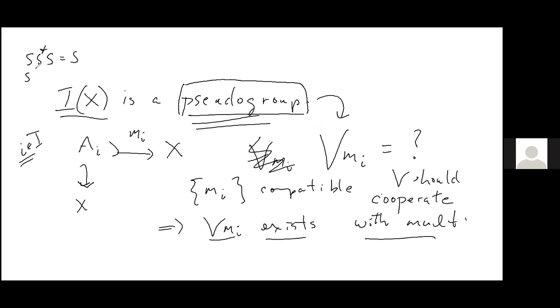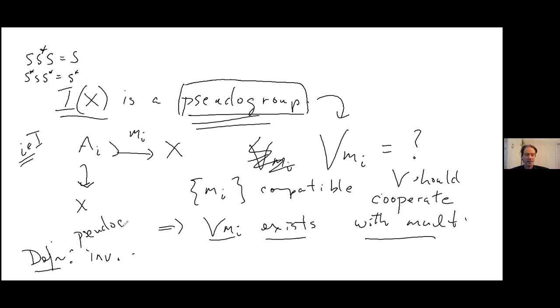I understand. So what's the relationship between a pseudogroup and an inverse semigroup? Yeah, that's a good question. For now, all I'm going to say for that is that, by definition, a pseudogroup is an inverse semigroup with compatible joins that cooperate with multiplication. That's the definition. Okay. So it has an underlying inverse semigroup, right? Some authors would call this an abstract pseudogroup. The experts might call that an abstract pseudogroup. I don't know.